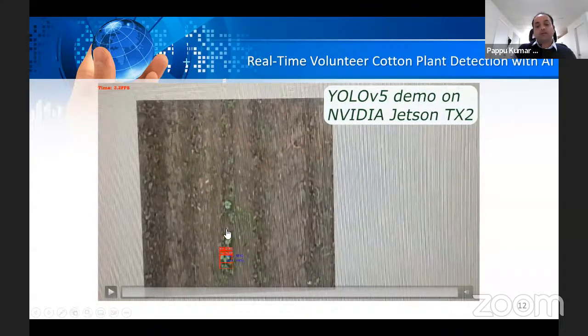So it mostly detects, I won't say all of them, but a lot of them, most of them, and some of them it misses also, right? Because of inaccuracy in the model. And this was deployed on the Jetson TX2. So the computing platform that was deployed on the drone was the NVIDIA Jetson TX2 GPU.